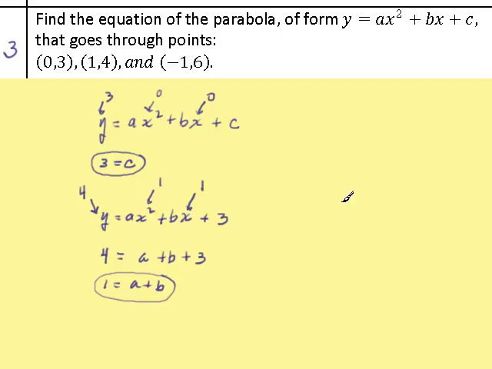All right, and now let's see what we get when we substitute in minus 1, 6. So let me rewrite this. Let's see, we have y is equal to ax squared plus bx plus 3 again, and now we're putting a minus 1 here for x, and we're putting 6 for y. So we get 6 is equal to a times minus 1 squared, so that's just a, minus 1 times x, that's minus b, plus 3. Okay, so we have 3 is equal to a minus b.